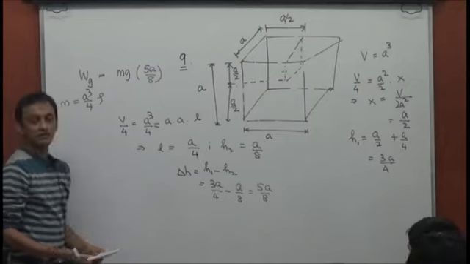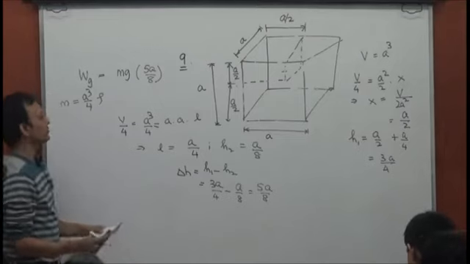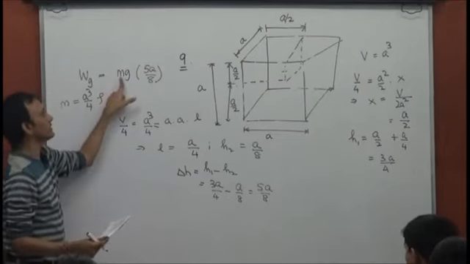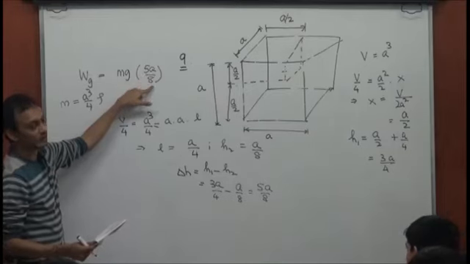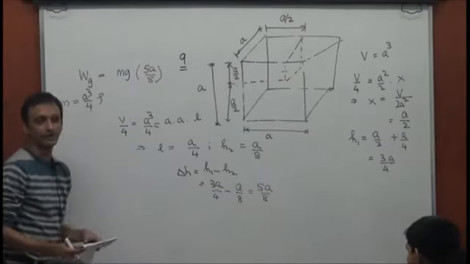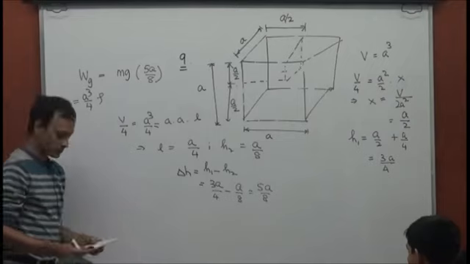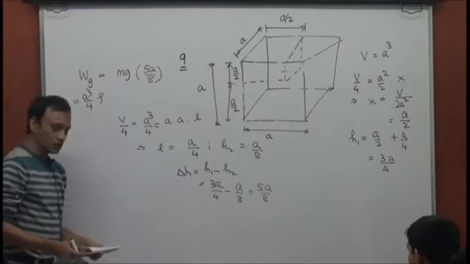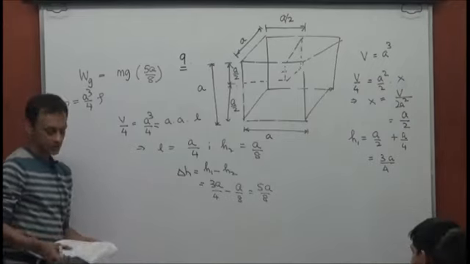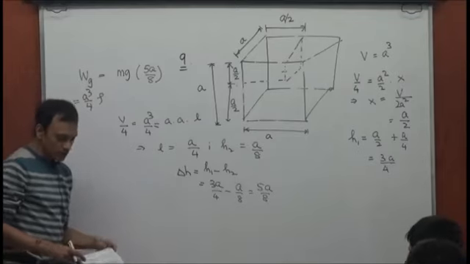So 5 by 8 mga. Okay, we can just go ahead with mg into 5A by 8. We know m, right? So how many of you got this right? Yes, did expect. Okay, I'm not discussing 10 right now.